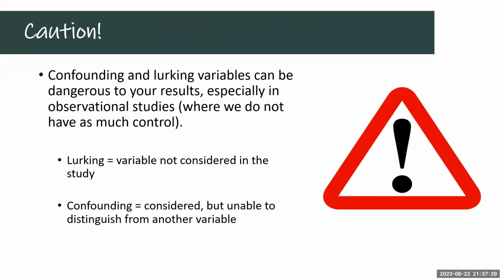In a lurking variable situation, we have a variable that we didn't even consider in the study at all. In confounding, we have the value of the variable. We did observe it, but we can't tease it apart from the other variable that we're interested in. I'm going to give you some examples, so don't worry. I'll also never ask you to distinguish between the two because it's a nuanced feature, but it's very important to keep in mind that either of these can lead you to bad conclusions.